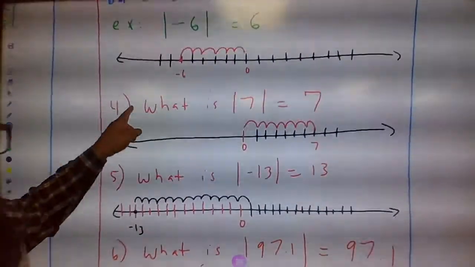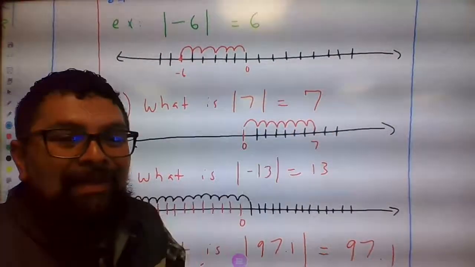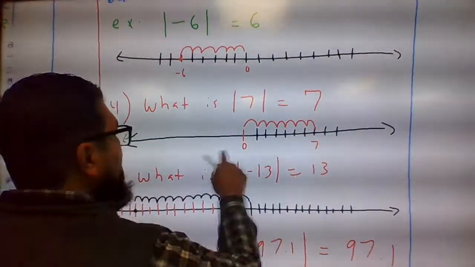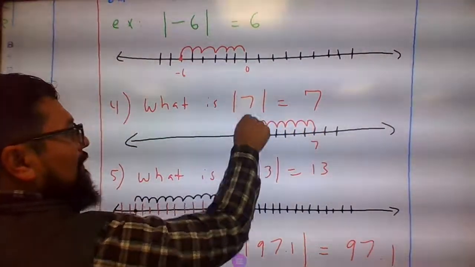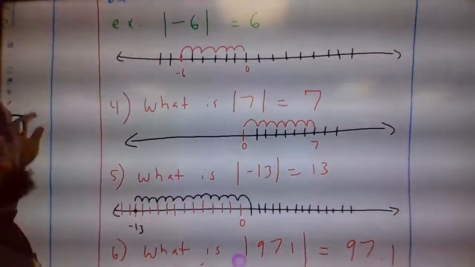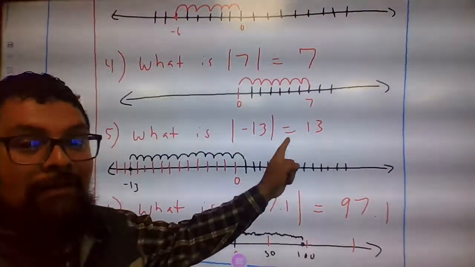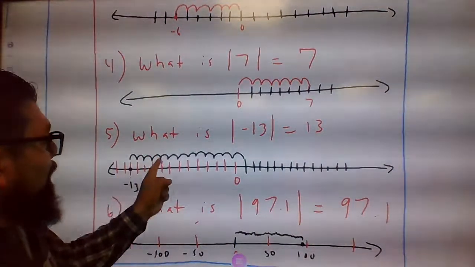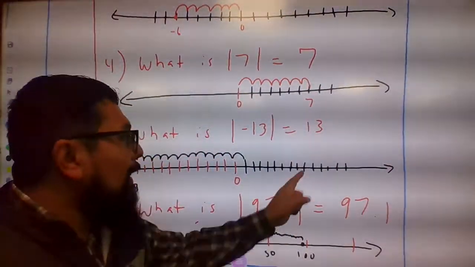Number 4 asks, what is the absolute value of 7? The absolute value of 7 is 7. The distance of 7 from 0 is 7. Look, I drew the number line. Here's 7. 1, 2, 3, 4, 5, 6, 7. That's the distance. So the absolute value of 7 is 7. Number 5. What is the absolute value of -13? It's 13. Look, here's -13. 1, 2, 3, 4, 5, 6, 7, 8, 9, 10, 11, 12, 13. It's 13 spaces from 0. That's why it's always positive.